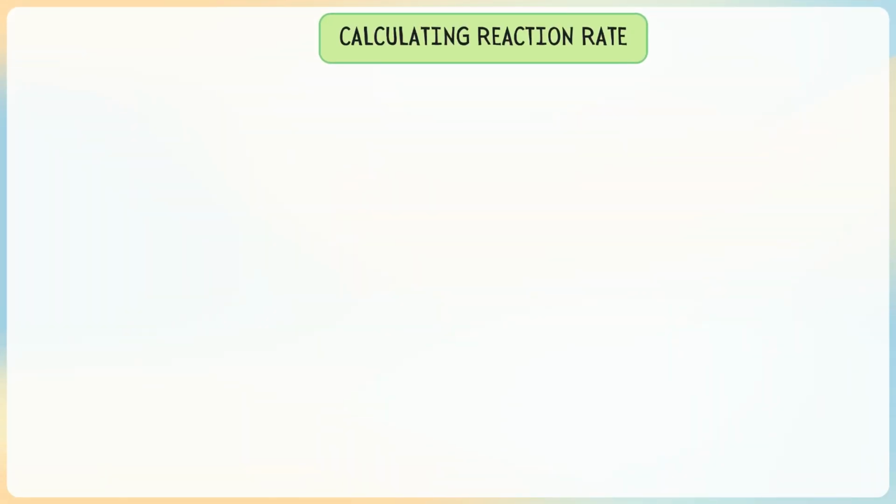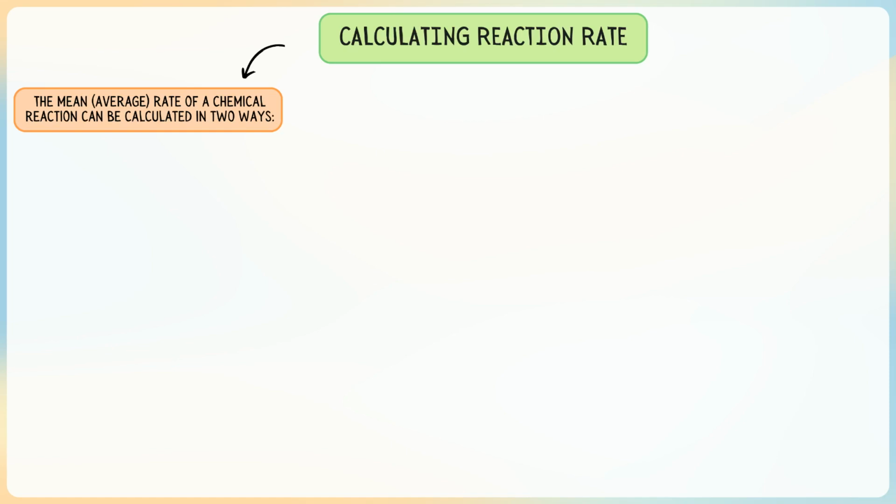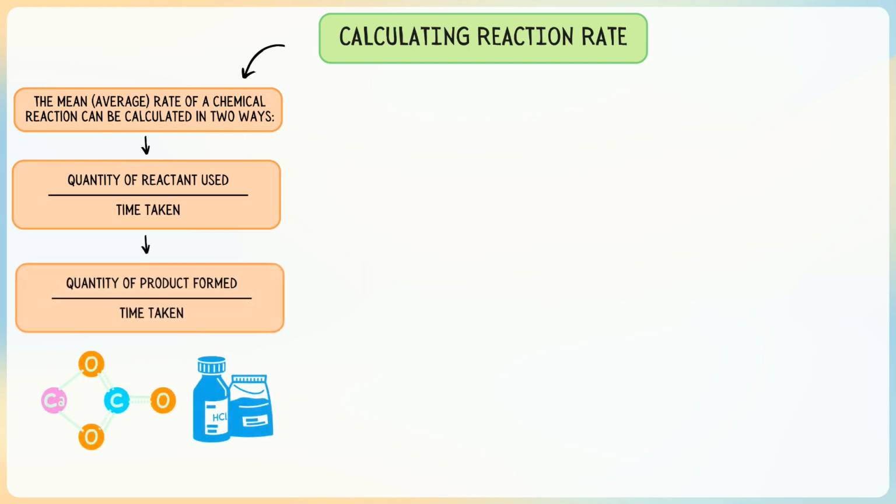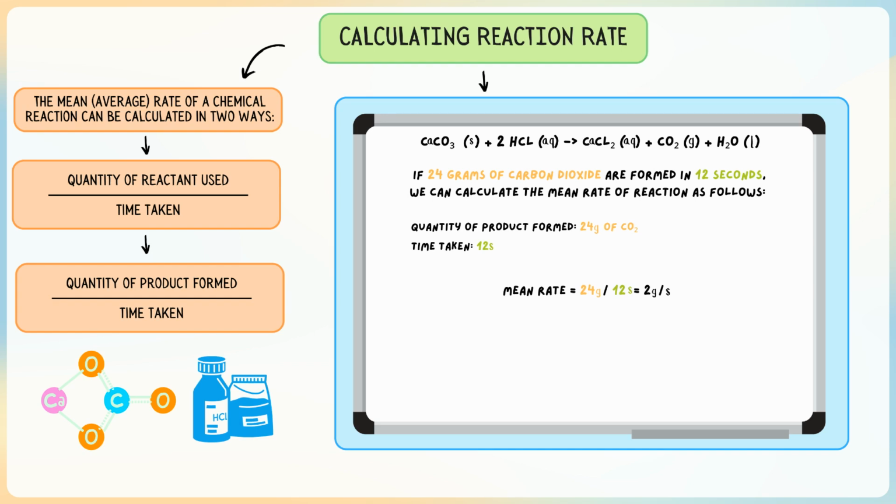In today's lesson, we delved into the methods for calculating the mean rate of a chemical reaction, focusing on both the quantity of reactant consumed and the quantity of product formed over a specified time interval. We introduced the key equations. Mean rate equals the quantity of reactant used divided by the time taken, and mean rate equals the quantity of product formed divided by the time taken. This lesson has equipped you with the quantitative tools needed to precisely measure and analyze reaction rates, building on your foundational understanding of collision theory.